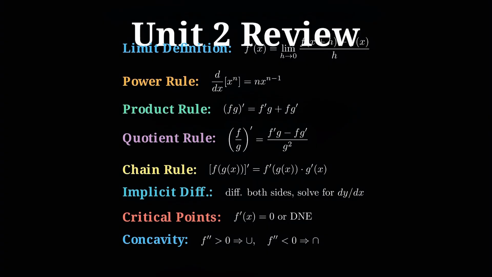Implicit differentiation handles equations where y is not isolated. The six trig derivatives, exponential and log derivatives. Critical points, where f prime is 0 or undefined. The first derivative test for local extrema. Concavity from the second derivative. L'Hopital's rule for indeterminate forms and related rates for changing quantities. That is Unit 2 of AP Calculus AB. You have gone from the limit definition of the derivative all the way through related rates and concavity analysis.